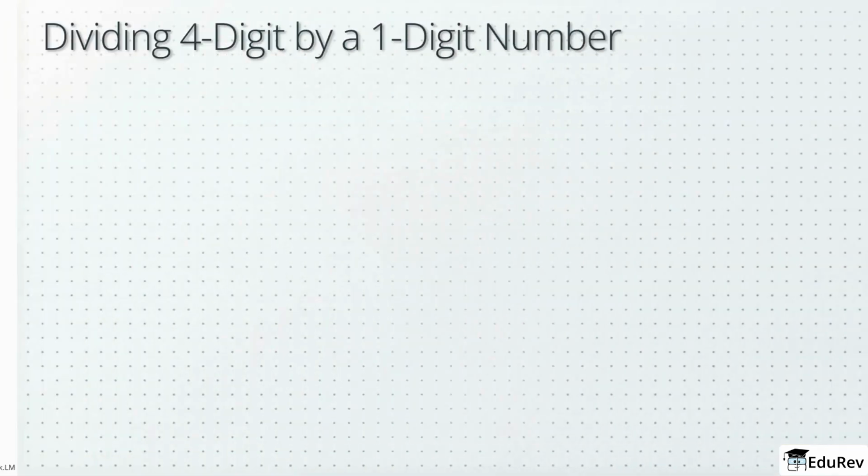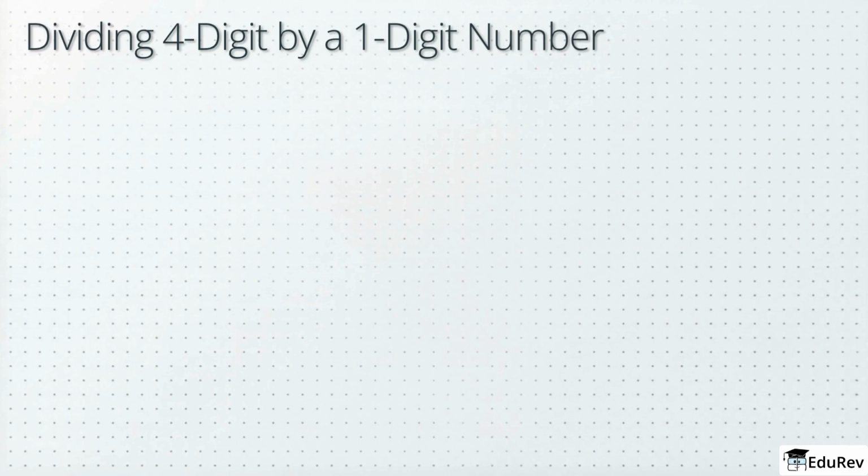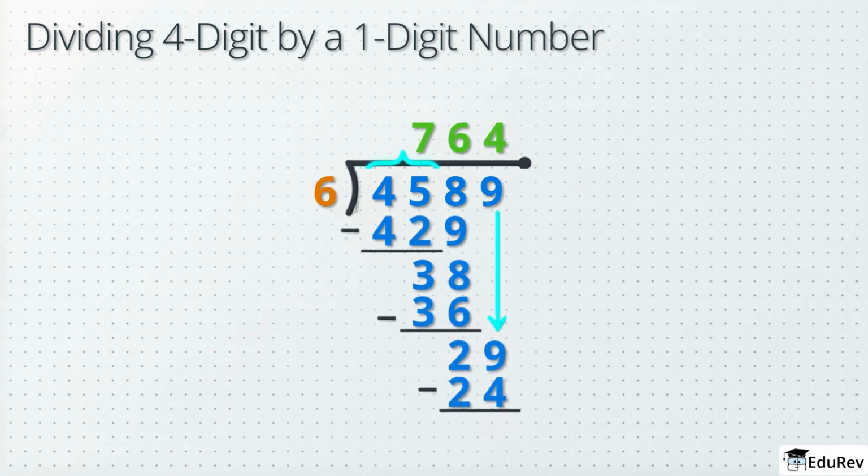Now let us divide a 4-digit number by a one-digit number. Look at 4589 divided by 6. The quotient is 764 and the remainder is 5. This shows that even bigger numbers can be divided using the same careful step-by-step method.